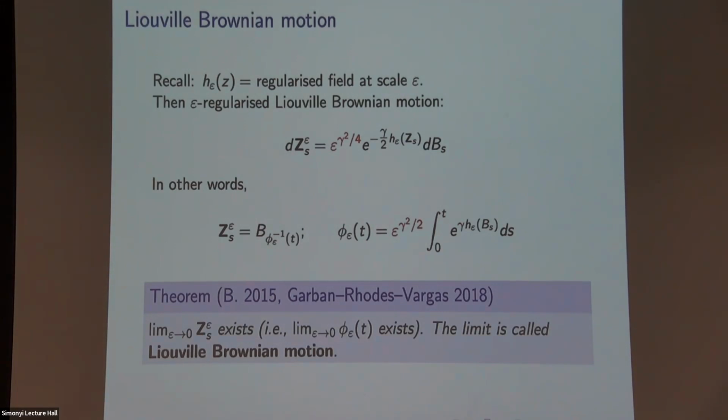So you can see this is a time change of ordinary Brownian motion, and that's why it's isotropic. It just slows down when it's on top of the mountain.